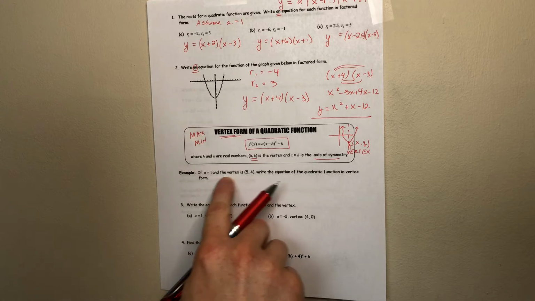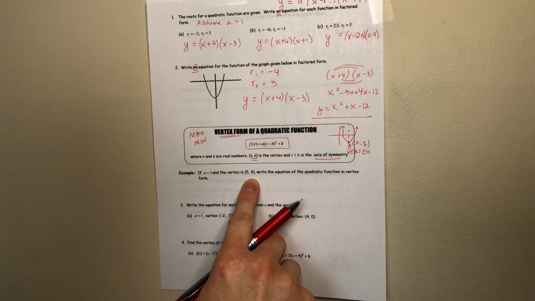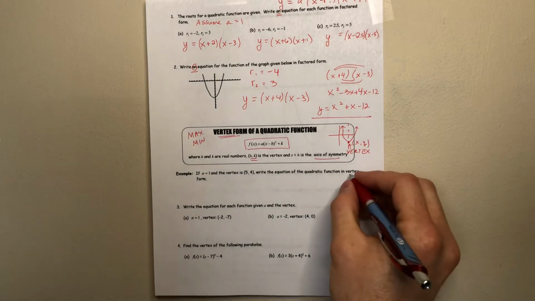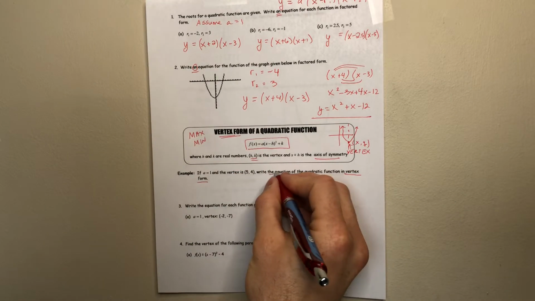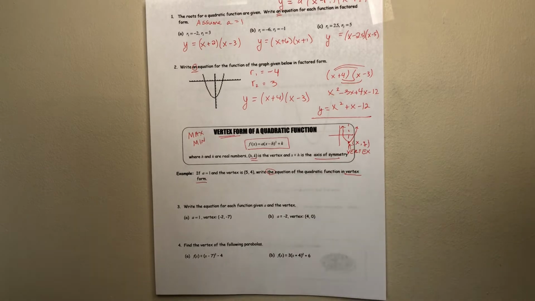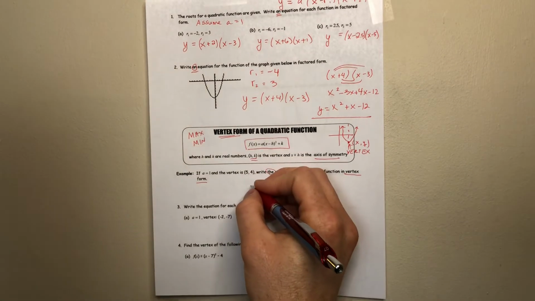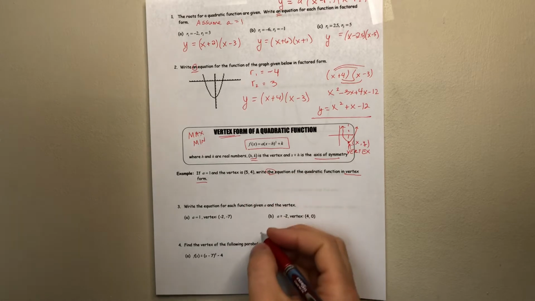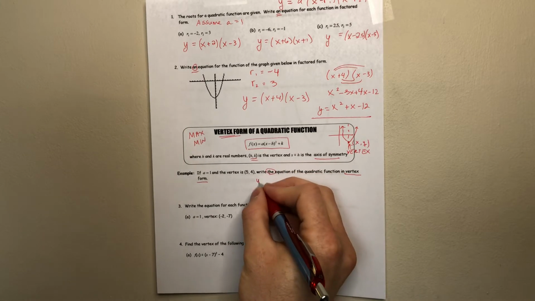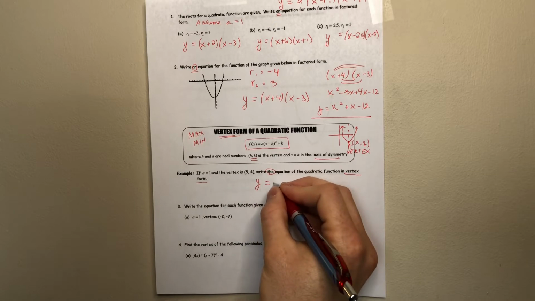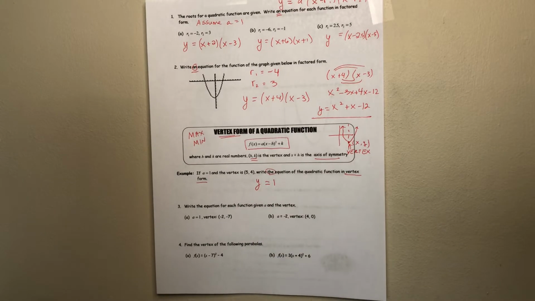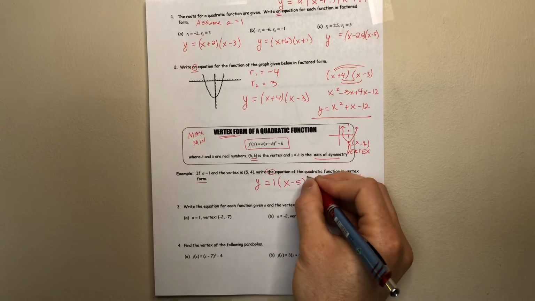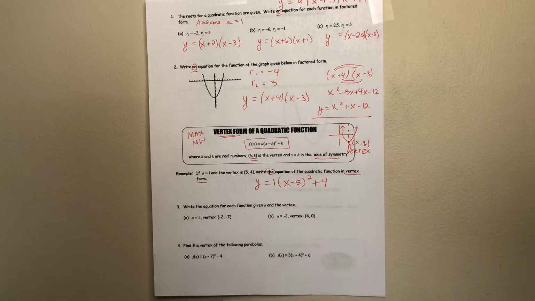All right, if a is 1 and the vertex is (5, 4), write the equation of the quadratic function in vertex form. Now I can say write the equation in vertex form because there's only one way to do this. So we're going to write it like this. We're going to have f of x or y, doesn't matter. Let's go with y. y equals 1, that's my value of a, times (x minus 5) squared plus 4.